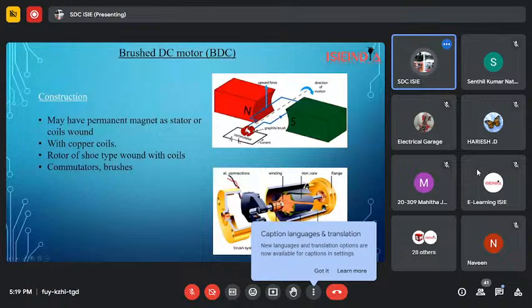The main work of the commutator here is to convert this DC into AC, so that the reversal of current will be going on. As the reversal of current goes on, opposite directions are applied here, so that it will get a torque. The torque will be generated, right? As the torque is generated, it will come to the rotating position, right?